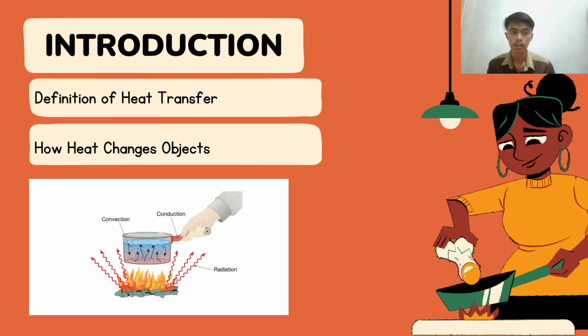Second, convection takes place in liquids and gases. It involves the movement of warm fluid rising and cooler fluid sinking, creating a continuous flow called a convection current. This is how heat spreads in boiling water or in the air inside a room.